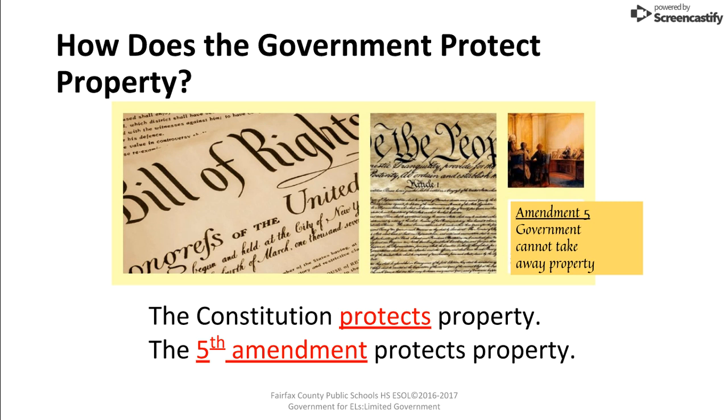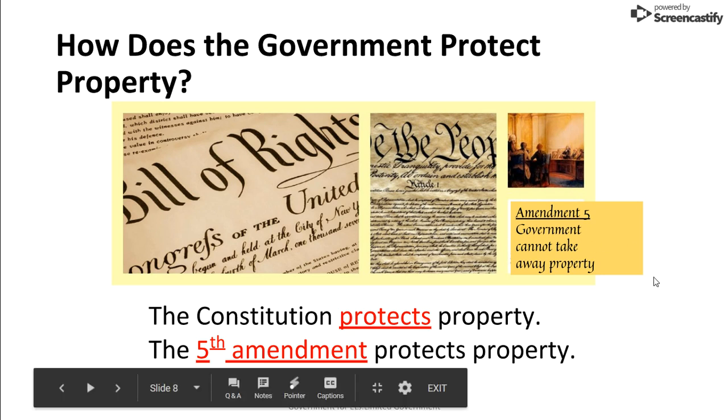So how does the government protect property? The Constitution protects property. The Fifth Amendment protects property. We talked about the Fifth Amendment before. It was the double jeopardy, but also if you go to jail, the government cannot take away property. The government's not allowed to take away property.